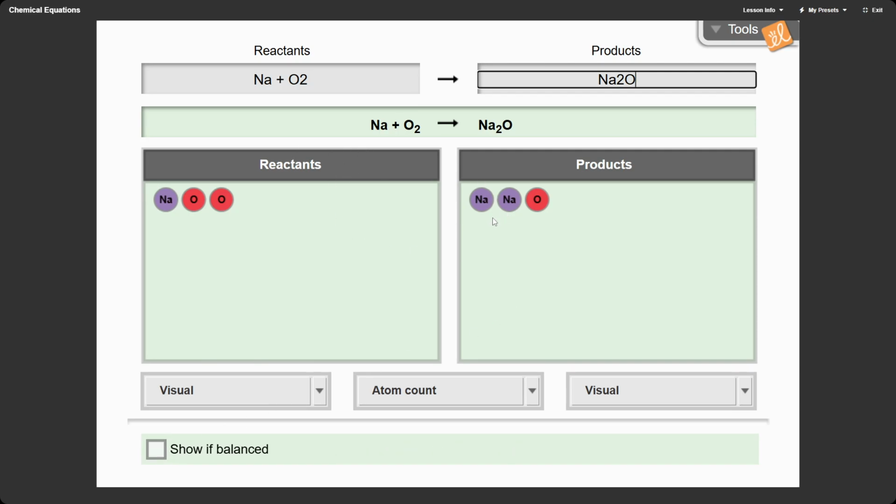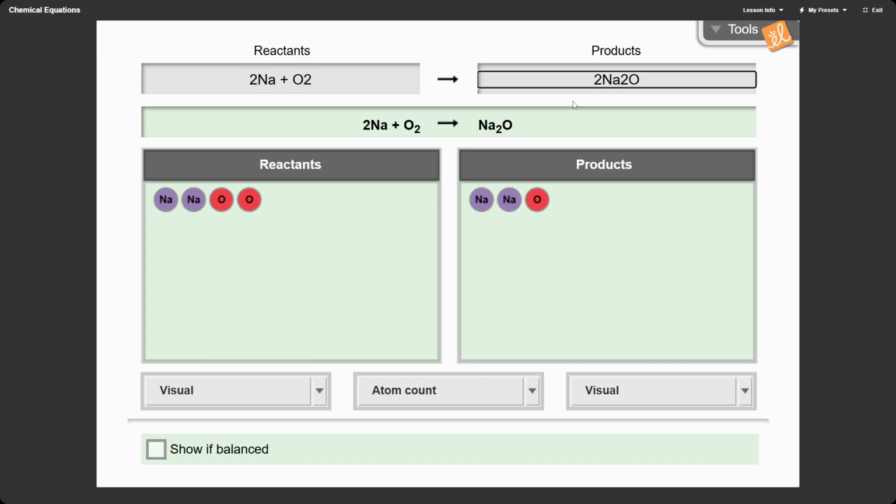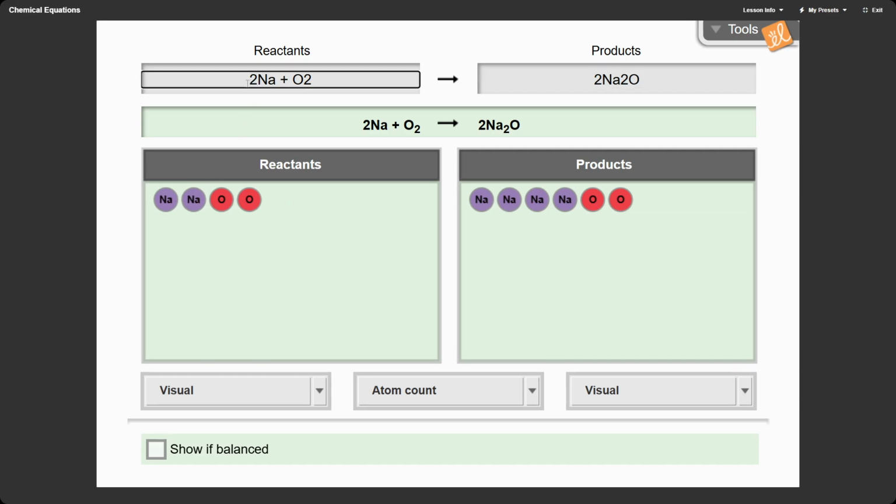But as you can see, the sodiums are not balanced. So if we add a 2 in the sodium, oh, that's not balanced. Now our oxygens need to be balanced. So go to the right, add a 2. We have 4 sodiums and 2 oxygens. So our oxygens are balanced, but we need more sodiums. So we go back over here, add a 4. And now our sodiums are balanced and our oxygens are balanced.